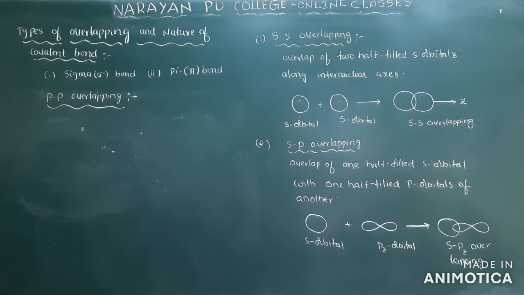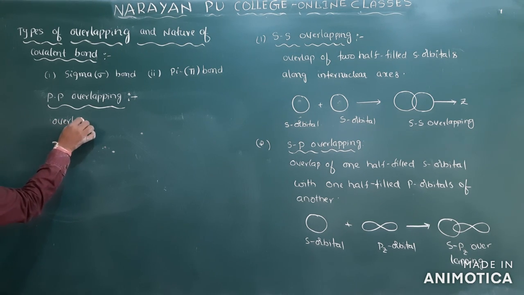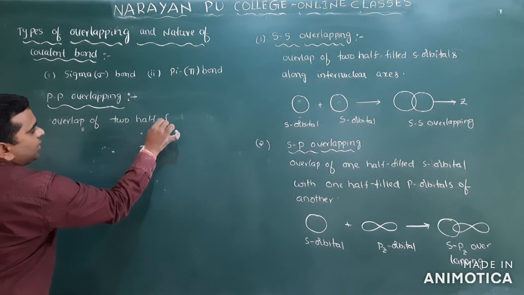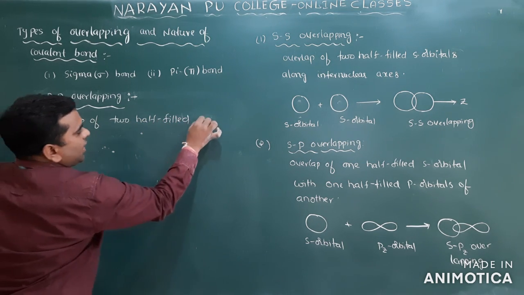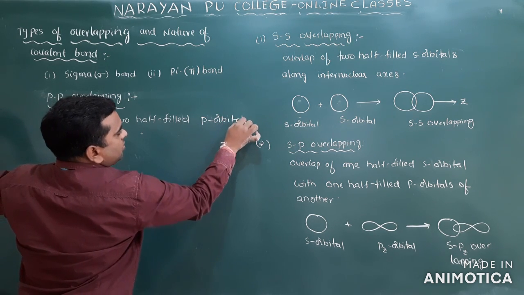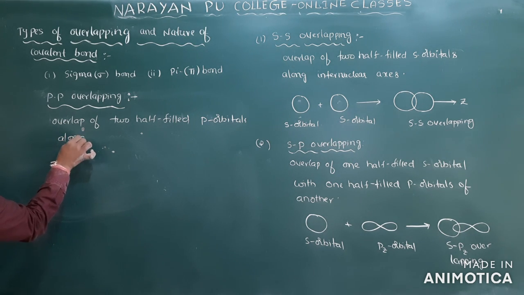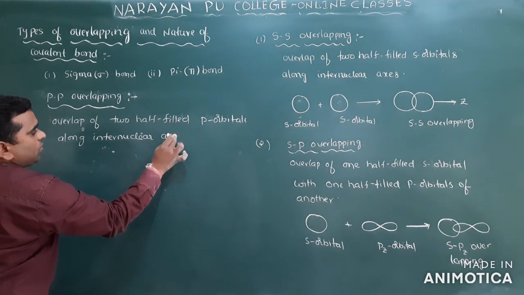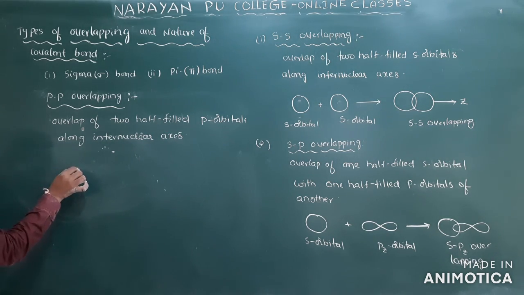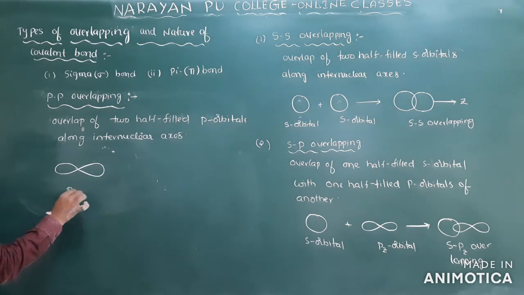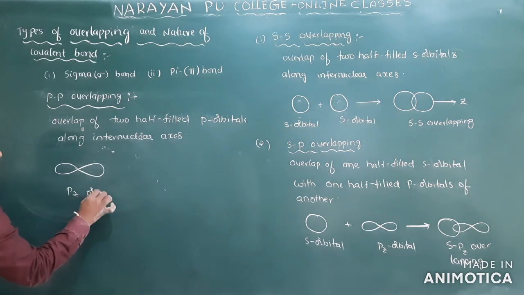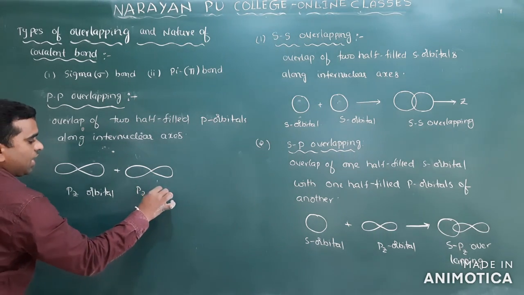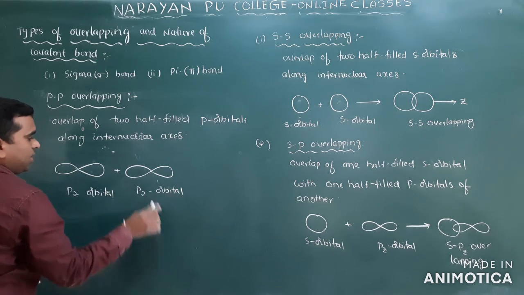So in this one, what is it? Overlap of two half-filled orbitals. What is here? A p orbital along the internuclear axis. So this is a pz orbital, because along the axis means pz orbital. And another one I will take, this is another pz orbital along the nucleus. Clear? So this is z and z.